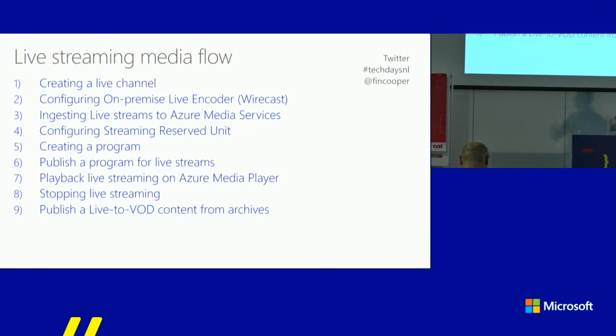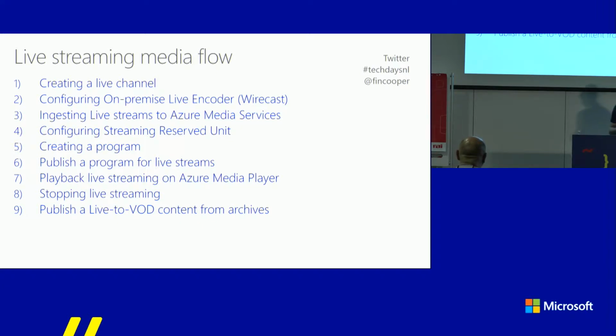So we have to create the live channel. In my case, I'm using an on-premise live encoder, which is just a software encoder for us. I'm using a trial version of a tool called Wirecast. You can use that one as well to try this out. I try to make this as accessible as possible. Then we upload or ingest the live stream content from that Wirecast into Azure Media Services.